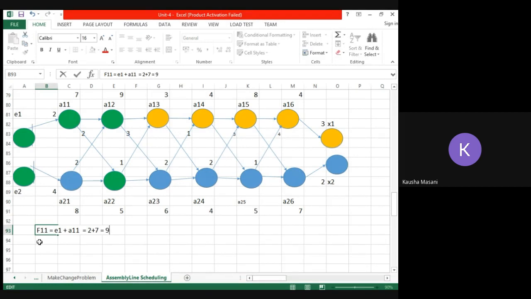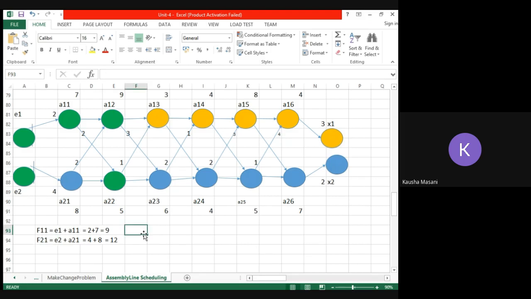Okay. Now come to F21, line 2 station 1. Same formula but different notations. So E2 plus A21, that is equal to what? 4 plus 8, that is equal to 12. Okay, so we have two values now.